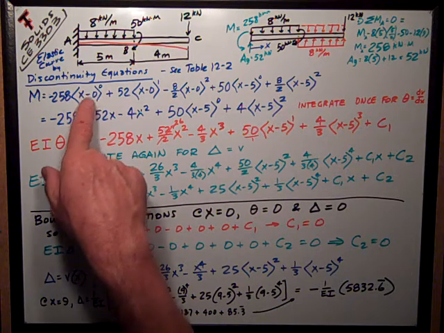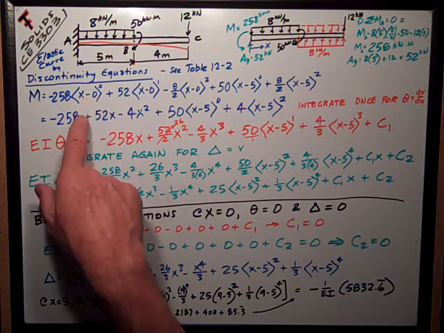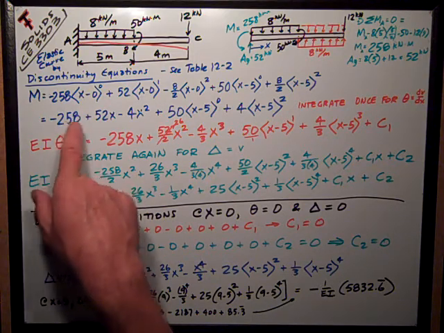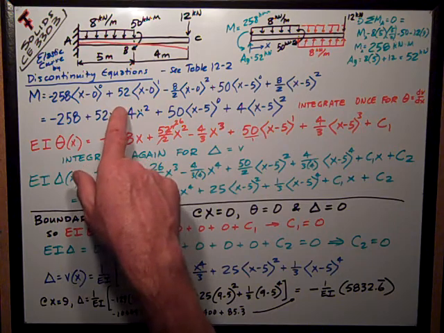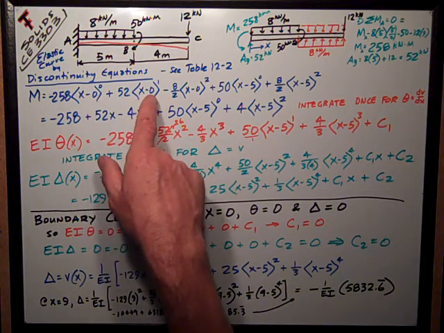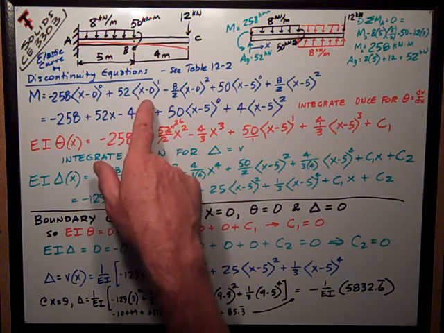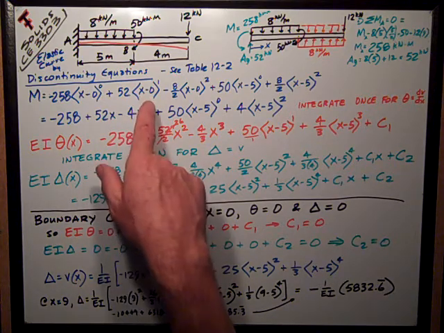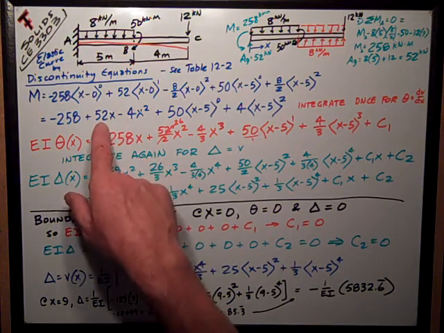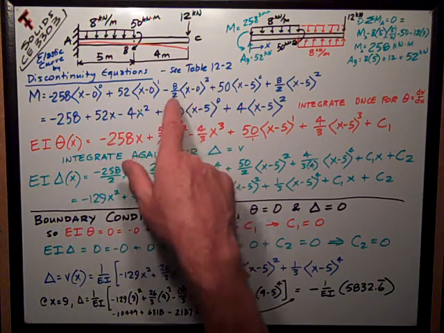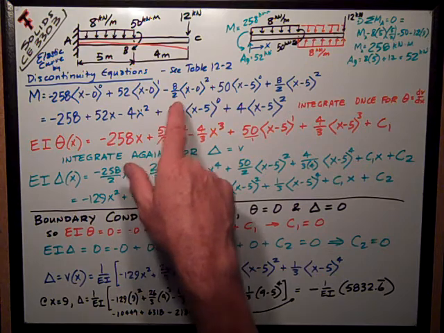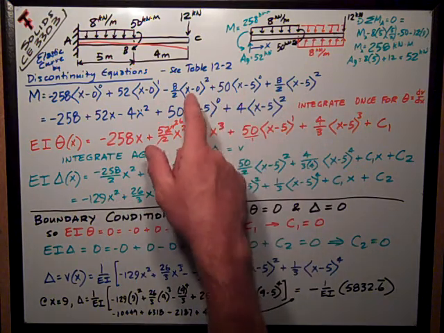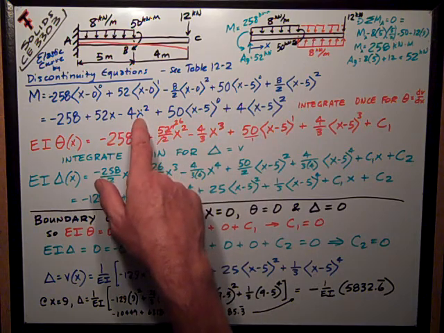X to the 0 power, anything to the 0 power, is 1. So m is equal to negative 258 times 1 plus 52. X is always greater than 0, or it's equal to 0 or greater. So I eliminate the 0 in the bracket and just write this as 52x. Same thing with the distributed load. 8 over 2 is 4. X minus 0. X is always equal to or greater than 0, so it just becomes 4x squared.